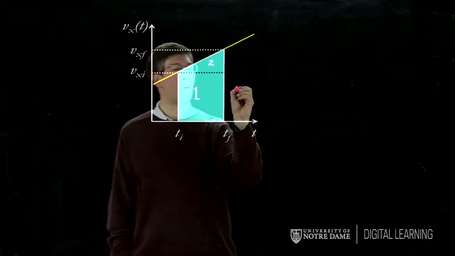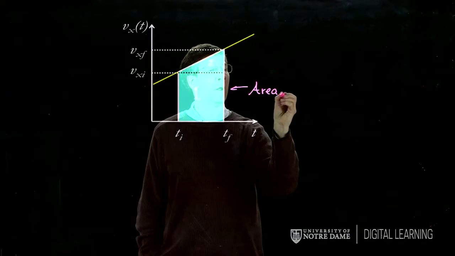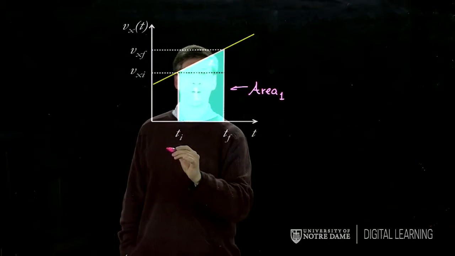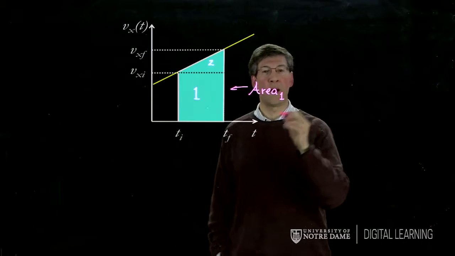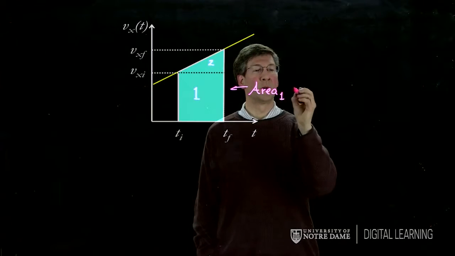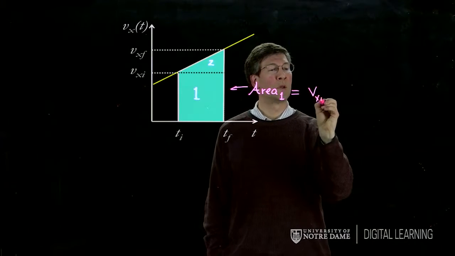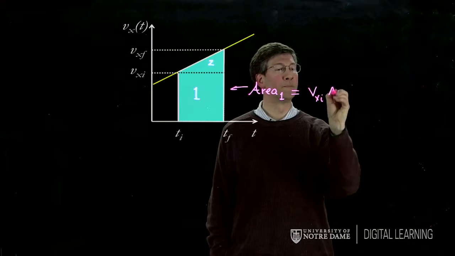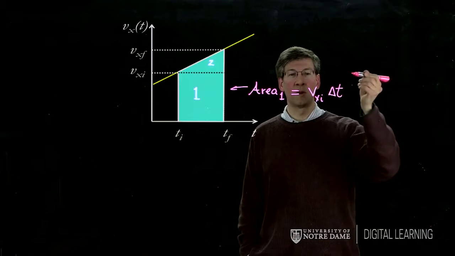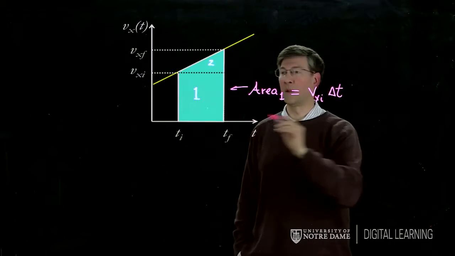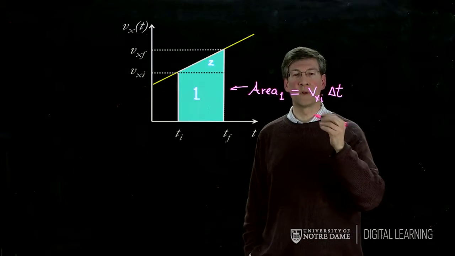So let's start with area 1. So area 1 is going to be equal to, well, I have the change in time here on the bottom, and I have the initial velocity. So this is just equal to the initial velocity times the change in time. The initial velocity is the vertical axis, and the change in time here is the horizontal axis. Okay, so that was relatively straightforward.